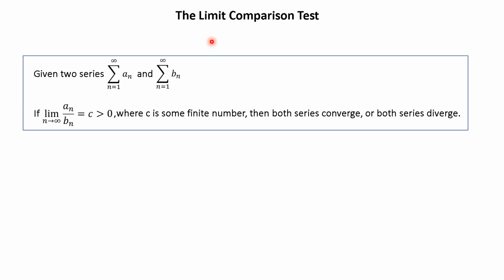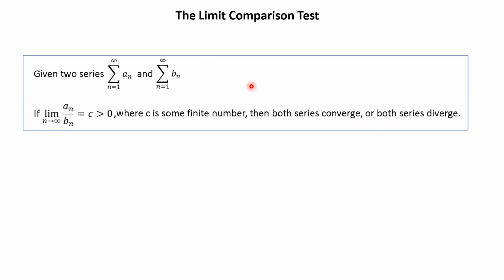So the limit comparison test does not require us to do it term by term for all n. We just want you to take the ratio between a_n and b_n and then look at the limit as n tends to infinity. So if you look at the limit and you find some finite number c, that tells you that either both series converge or both series diverge.